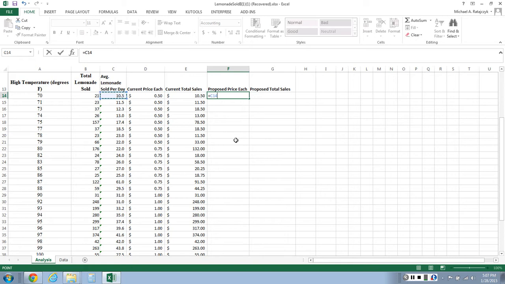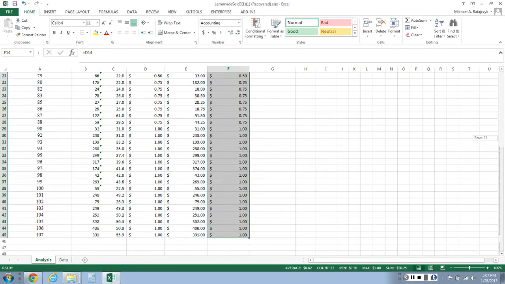So proposed price each is the same, so we're just going to use an equal sign and go all the way down. But now we're going to change the 100 degree weather and up all the way to the 107 by putting $1.50. We're going to drag that down. So now we have our new pricing.